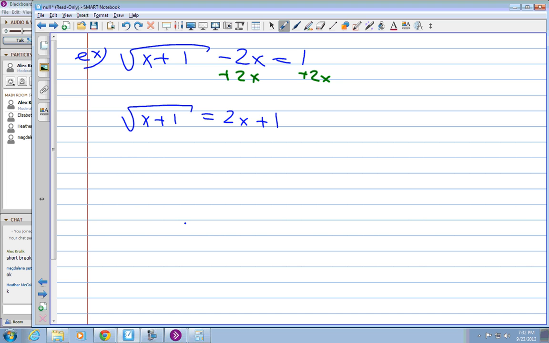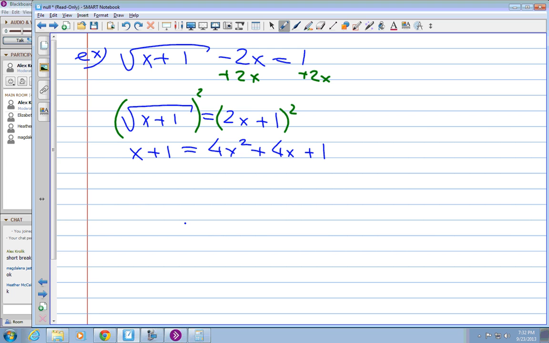So now we're going to square both sides to kill the radical. The left-hand side is simply x plus 1, so squaring gets rid of the square root. While on the right, I have to square a sum. So you can either FOIL, write it 2x plus 1 times 2x plus 1, or you can use a formula that tells you how to square a sum. In either case, you should end up with 4x squared plus the double product, which is 4x, plus 1.